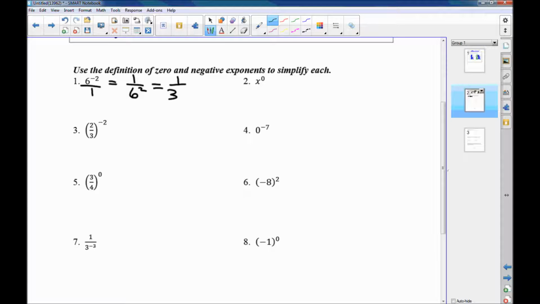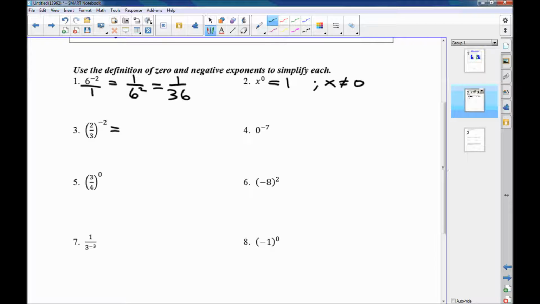So this will work out to 1 over 36. X to the 0 power is 1, except we have one exception. X isn't allowed to be 0. Okay. 2 to the thirds to the negative 2 power.